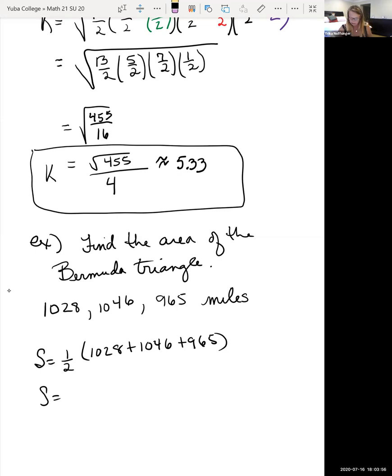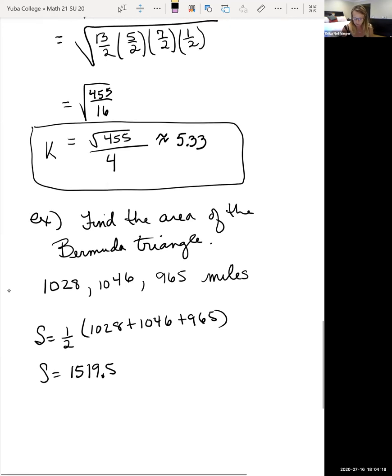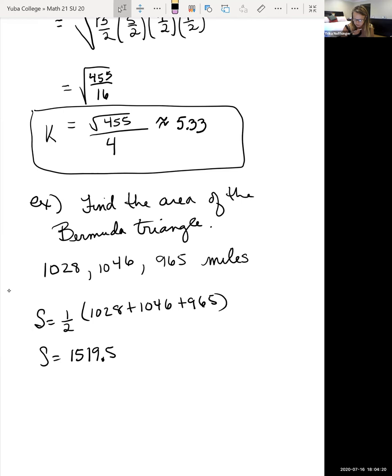So let's see what we get. So 1,028 plus 1,046 plus 965 divided by 2 gives me 1,519.5. I guess we could have left it as 0.5 before instead of a fraction.